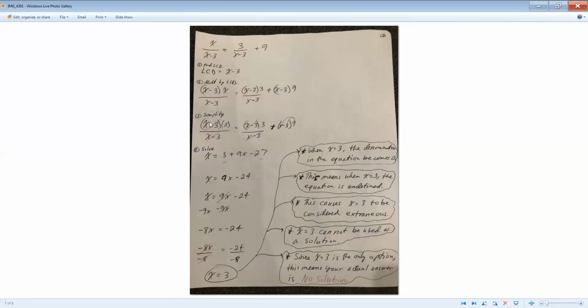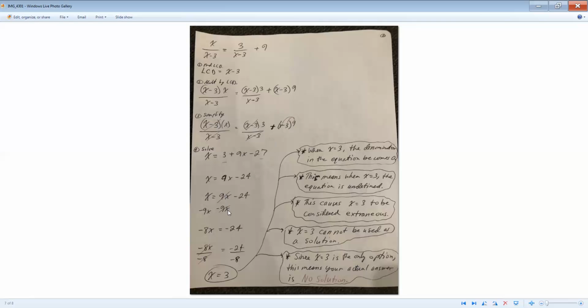Notice that x minus 3 cancels out in the first one, leaving you with just x. X minus 3 cancels out in the second one, leaving you with 3. And then in the next one, x minus 3 doesn't cancel out, but we can go ahead and distribute the 9. That'll be 9x minus 27. From here, we can go ahead and combine the like terms. 3 minus 27, which is negative 24.